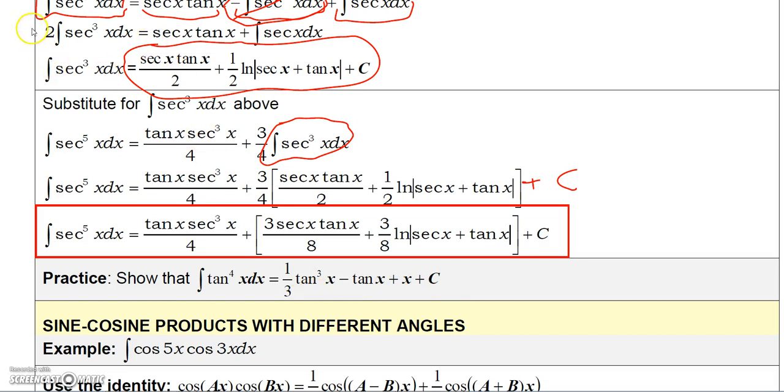answer. Okay, so now I've got one more video under the guise of trigonometric integrals, and that video is going to be where you're multiplying products of sine and cosine that have different angles.